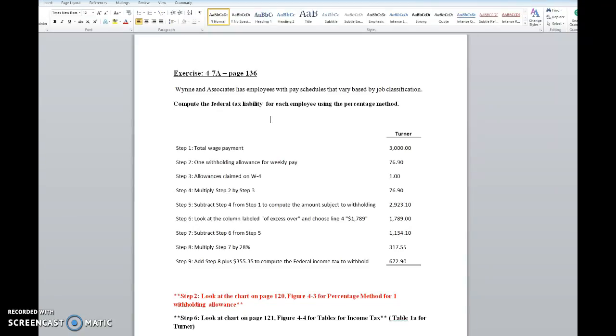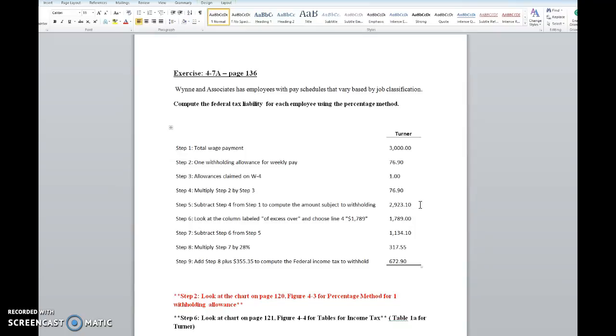One withholding allowance for a weekly pay is $76.90. He claims 1 on his W-4, so 76.90 multiplied by 1 would be $76.90. We're going to subtract step 4 from step 1 to compute the amount subject to withholding. So $3,000 minus $76.90 would be $2,923.10.